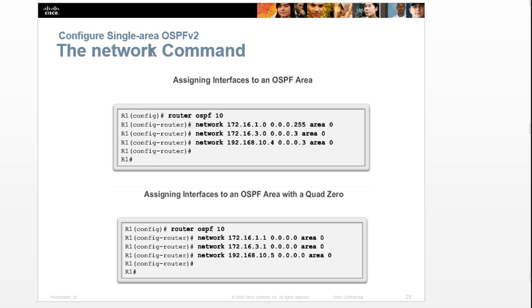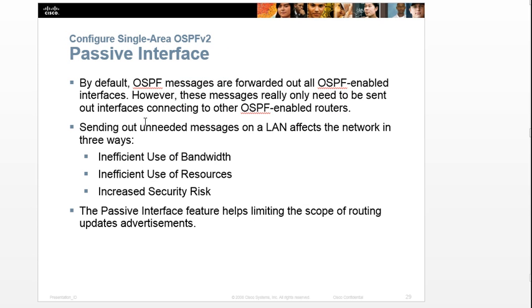So here again, we're going to assign interfaces to the OSPF area. So we're going to have our network, then we're going to have our areas that it's assigned to. By default, OSPF messages are forwarded out all interfaces. However, these only need to be sent out interfaces connecting to other OSPF routers. So you can turn that off.